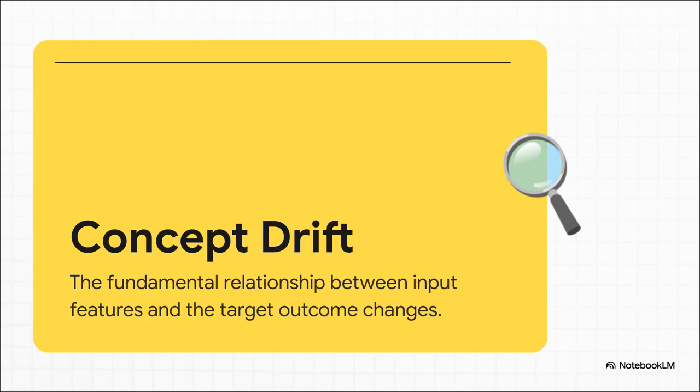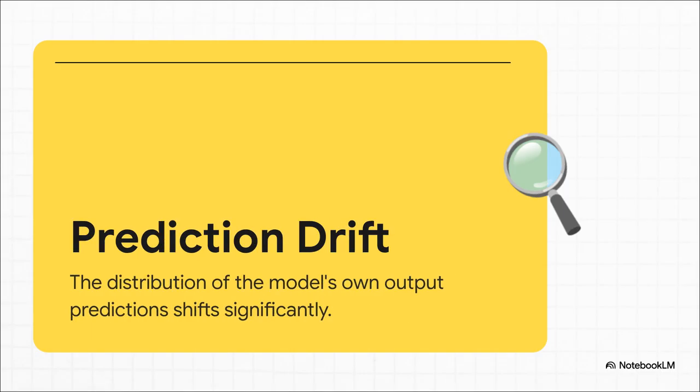Next up is concept drift. Man, this one is way stealthier. In this case, the inputs look exactly the same, but their actual meaning or their relationship to the outcome has completely shifted. A perfect example is when fraudsters invent totally new tactics to bypass old patterns. To catch this, you absolutely need the ground truth labels, which, let's be honest, often arrive weeks or even months too late. The third type is prediction drift.